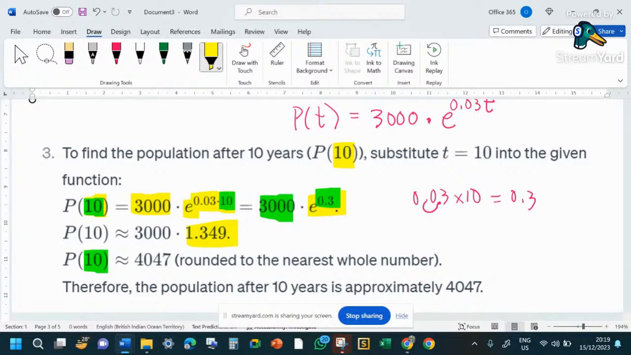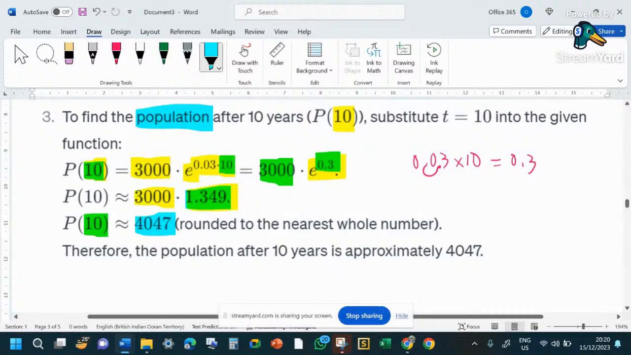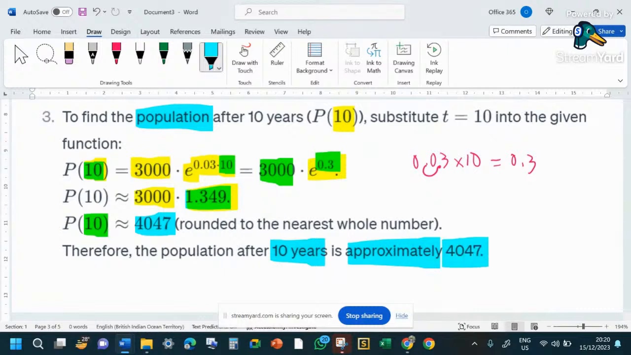And we know that e is a constant, which is 2.71 and so on. Multiplying 3,000 with 1.349, you get 4,047. This is already rounded to the whole number because we are talking about population. There's no such thing as a fraction of a person, so you have to round that to the whole number. So the population after 10 years will be approximately, that's why there's an approximation here, 4,047.